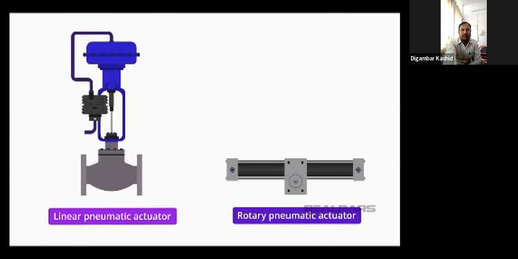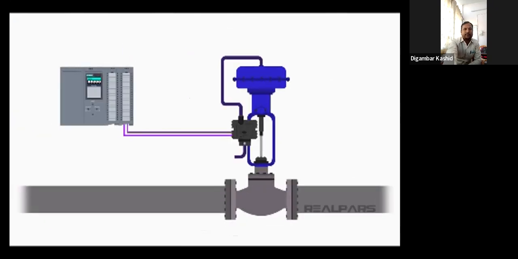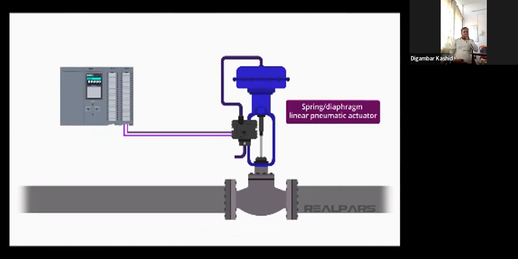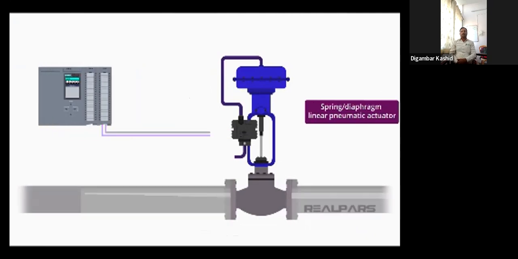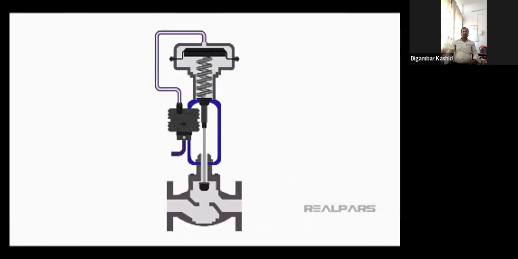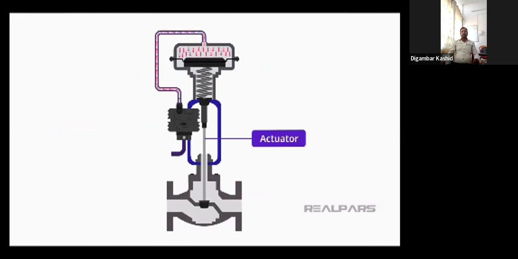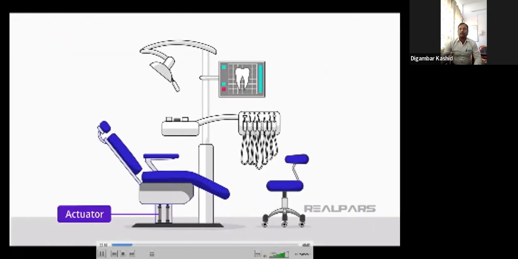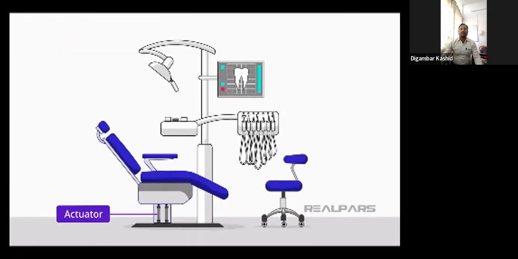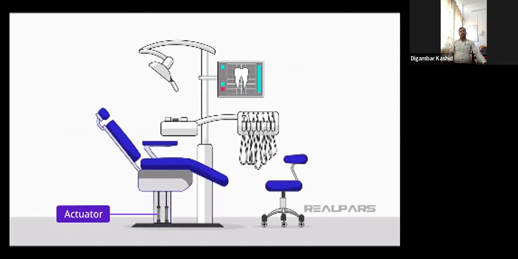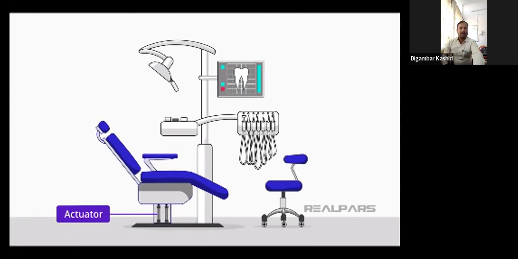In this video, we're going to talk about pneumatic actuators. We'll look closely at the operation and application of the most common pneumatic actuator, the spring diaphragm linear pneumatic actuator. First of all, let's look at actuators in general. What is an actuator? Simply stated, an actuator is a device that makes something move or operate. Actuators make life easier for us every day, and they are the workhorses of the industry. For example, your dentist uses an actuator to move the chair up and down.